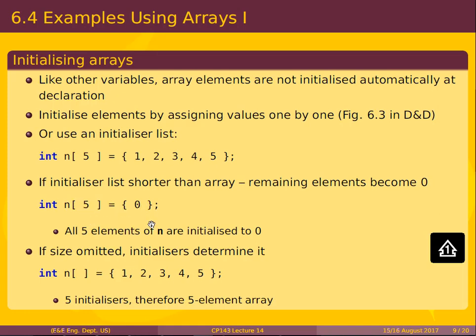So all of the elements will be equal to 0. But if the size is omitted, then we can also use the initializers to denote how many variables or how many indexes are in this array. So I don't have a size here, but I've got 5 initial values. So this array will automatically get the size of 5.